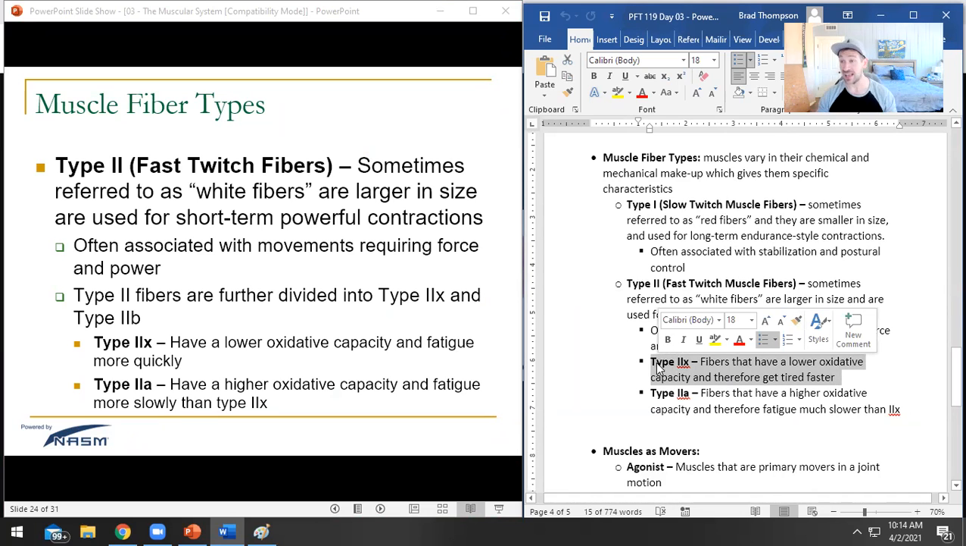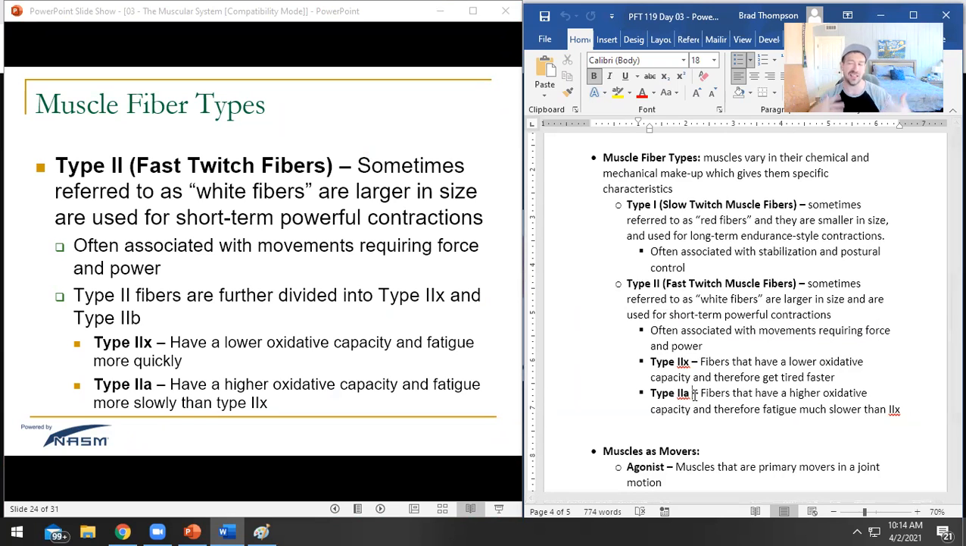Think of it as explosive, where it's like, and now I will sleep for 1,000 years. Really intense and then done, one and done, right? Versus your type 2A fibers, which are fibers that are still type 2. They're still really large, but they've got a little bit of a higher oxidative capacity, so they're a little slower to fatigue. Honestly, when you're thinking of an athlete, you want to have a pretty good mixture of type 2X and type 2A fibers.